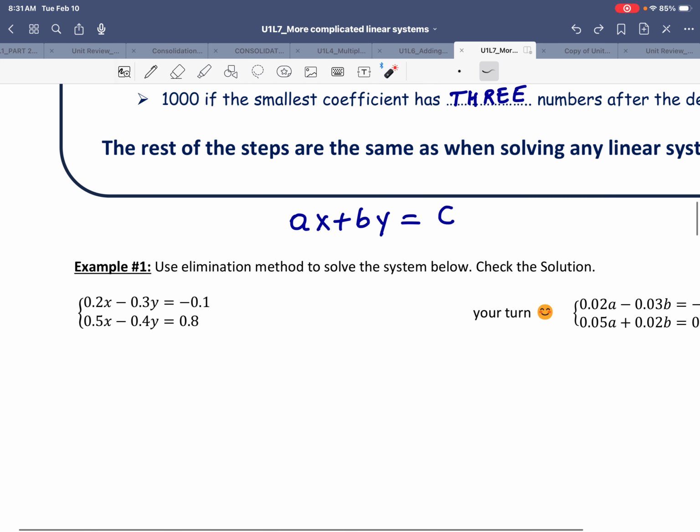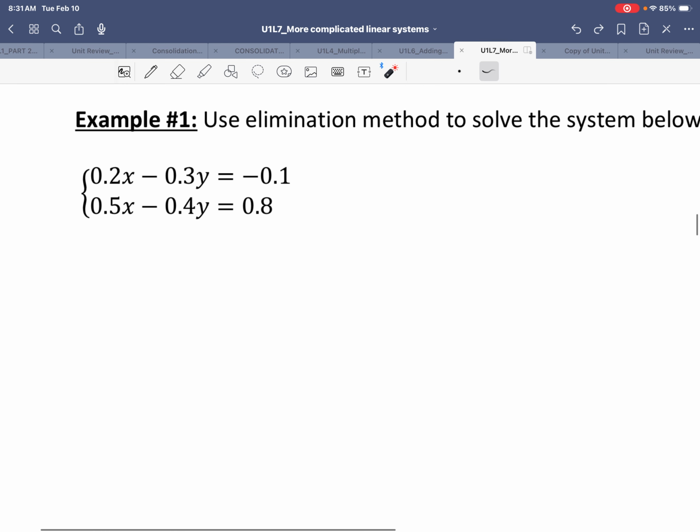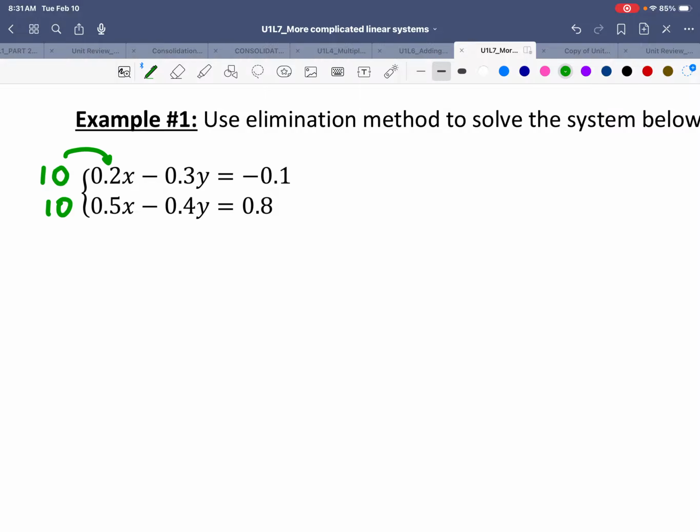The rest of the steps will be the same as in any other question we have done so far. As you can see here, we have one decimal place for every coefficient in the equations, which means that both equations will benefit from being multiplied by 10. So 10 will multiply every term in the first equation. Don't forget the right side as well. And 10 will multiply every term in the second equation. And our equations are going to start looking different.